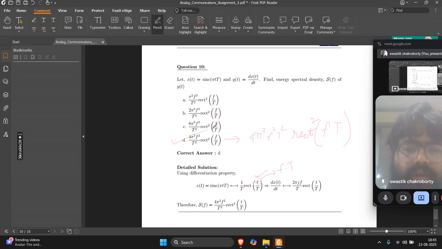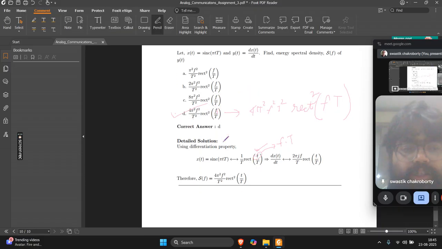It is of the form of D, but the capital T should be in the numerator, not in the denominator, because it is already multiplied by frequency. Since it is already multiplied by frequency, if you divide it by time, it becomes frequency square, which is dimensionally incorrect. To match the dimension, it should be f into t, so that it is dimensionless.